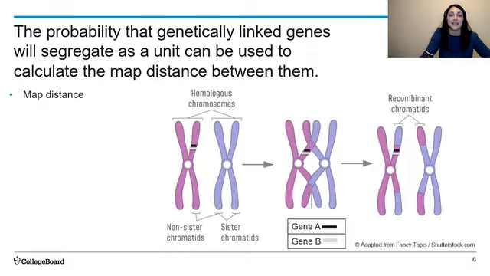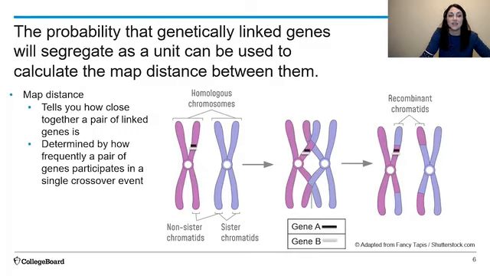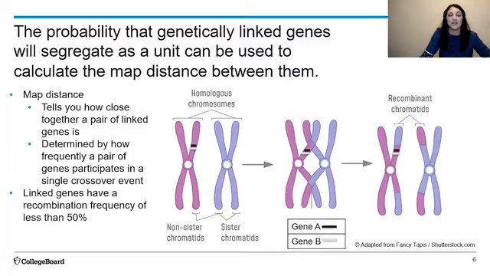The probability that genetically linked genes will segregate as a unit can be used to calculate the map distance between them. So map distance tells you how close together a pair of linked genes is, and it's determined by how frequently a pair of genes participates in a single crossover event. And so linked genes have a recombination frequency of less than 50%.